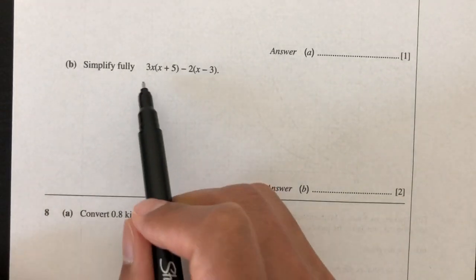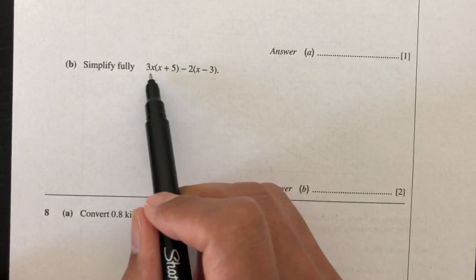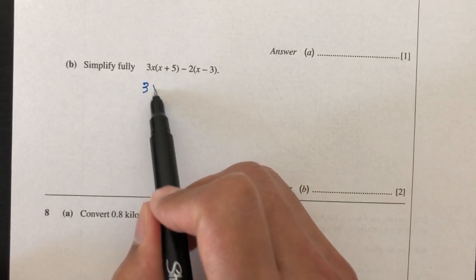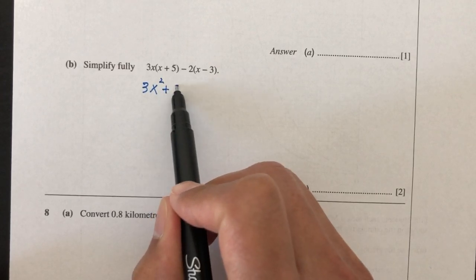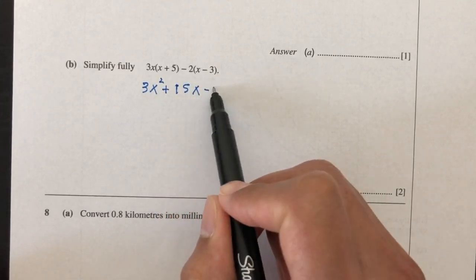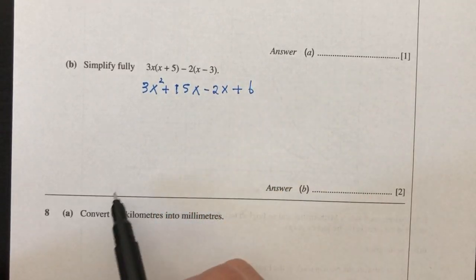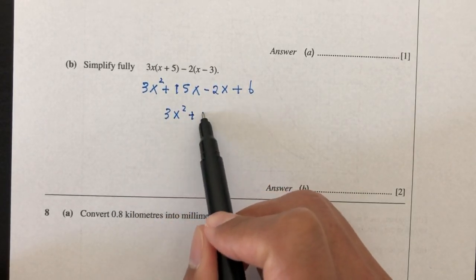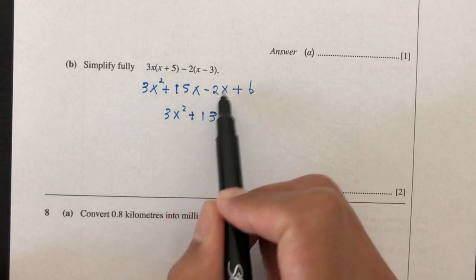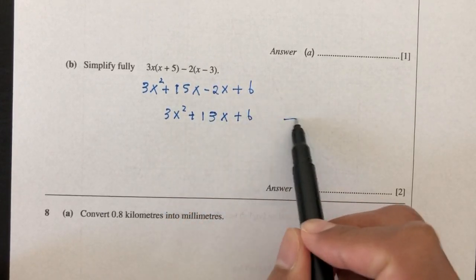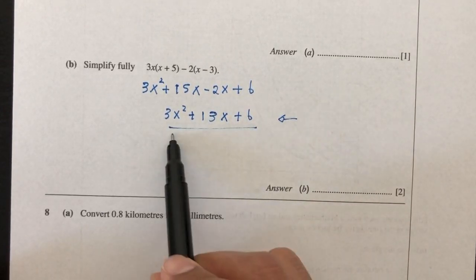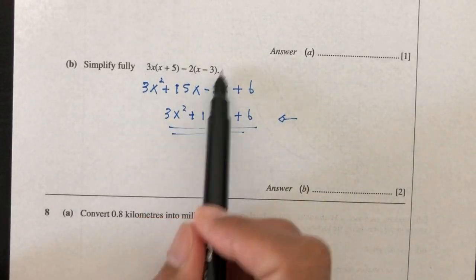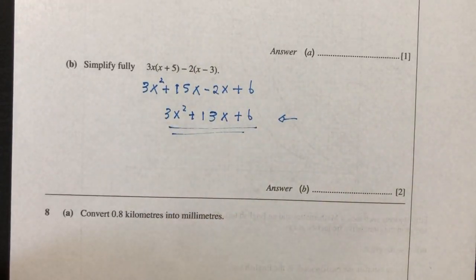Now for part B, we have to simplify this. So we can first expand the brackets. So we'll have 3x squared plus 15x minus 2x plus 6. That will be 3x squared plus 13x, since 15 minus 2 is 13, and plus 6. That is your expansion of these brackets.